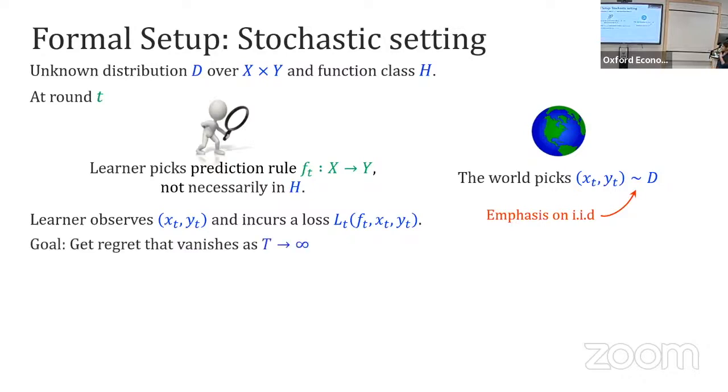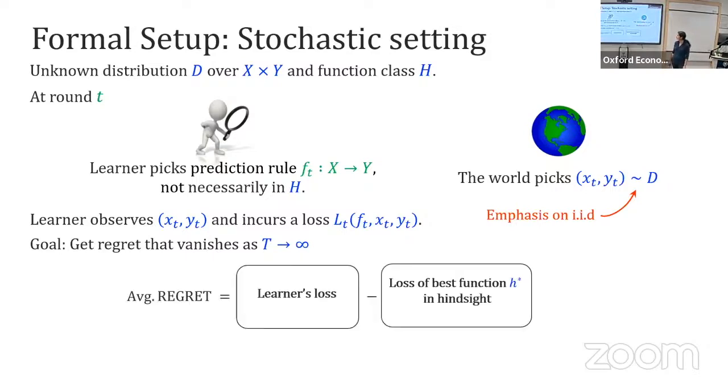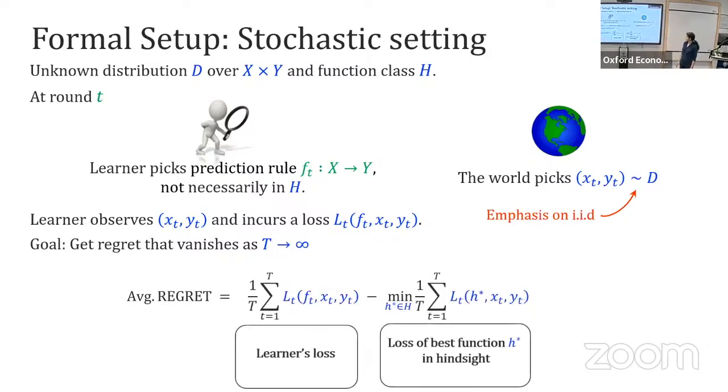And what I want as a learner is to have something called a regret that is vanishing as t goes to infinity. What is regret defined, or average regret? If I say regret, it means average regret. It's defined as the gap between what the algorithm achieved in terms of its loss and the loss that the best function in my class H would have achieved. The best neural network, the best decision tree. More formally written this way.